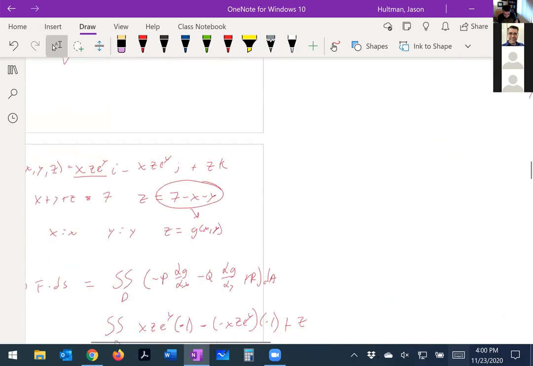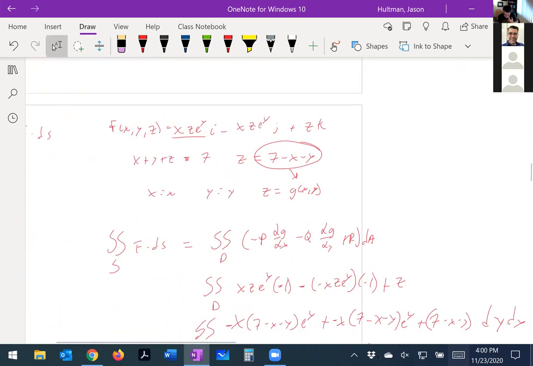What does this surface look like? So what's D going to look like? Well, there we have this plane here, in the first octant, with downward orientation. Basically what we're saying is x plus y plus z equals 7. So these are all 7s. 7, 7, 7.